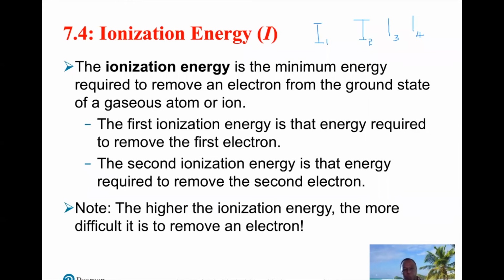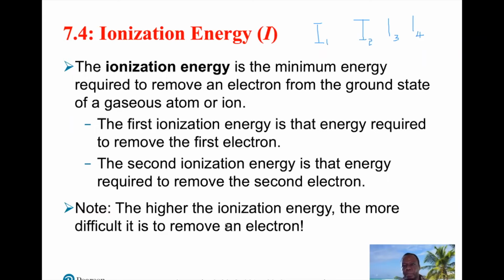When you remove the second electron from the ion now, we call that second ionization energy. Removing the third electron, that is the third ionization energy. So remember, there is that sequence, there is that pattern. Second ionization energy is required to remove the second electron, third, and so forth. And note here, the higher the ionization energy, the more difficult it is to remove an electron.